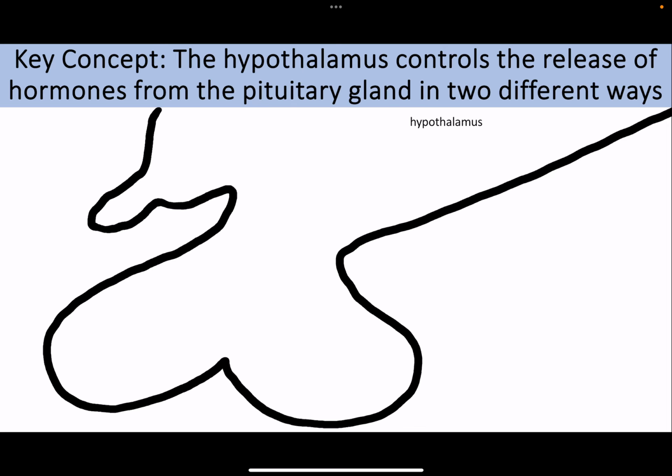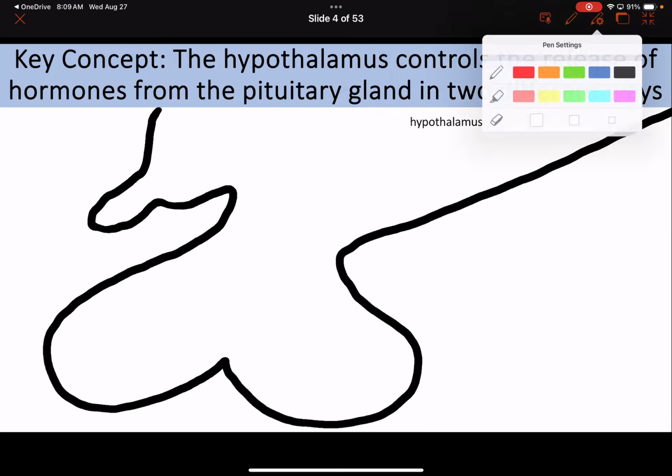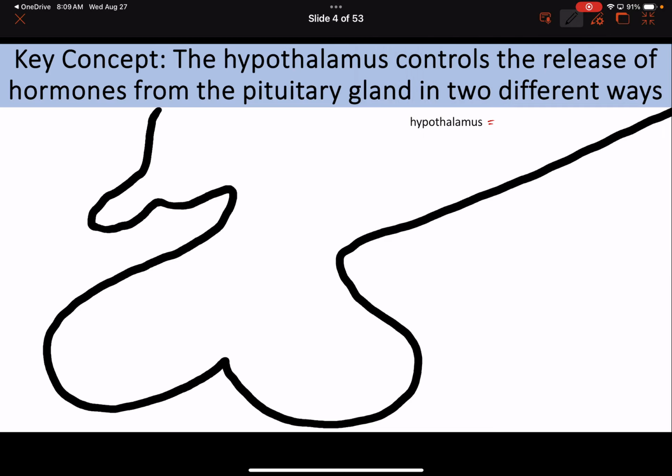So let me see. Yeah, so first of all, the hypothalamus. What kind of tissue, of the four main tissue types, is this made from? Nervous tissue. So this is nervous tissue. And then we have a posterior pituitary and an anterior pituitary.